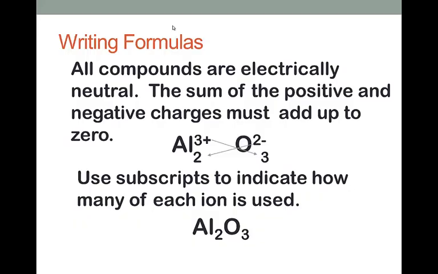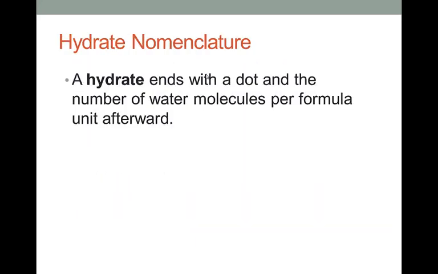And then when you use the subscripts, that tells you how many of each ion. So your formula for aluminum oxide, which is the name of the 2 ions, is Al2O3. A hydrate is simple. You put a dot at the end of the formula with the number of water molecules. So here's an example of a hydrate.